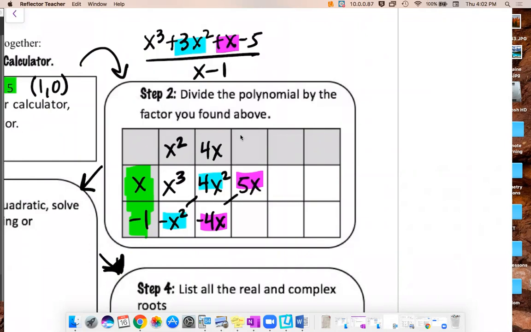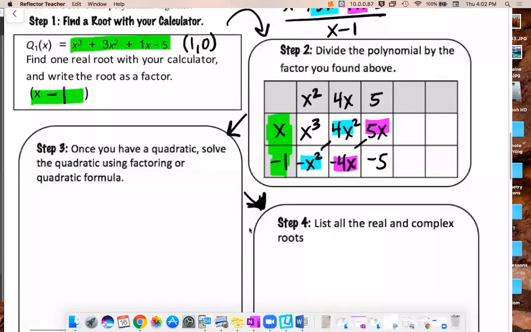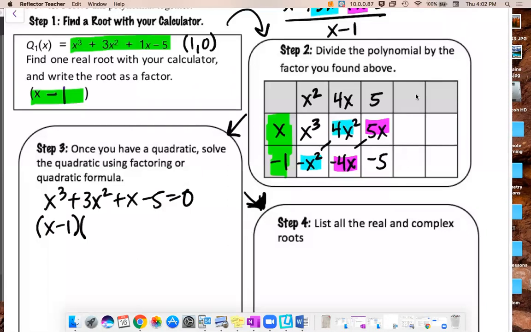And then this box needs to be a 5, and then when I do 5 times negative 1, this is negative 5. Again, this should divide nicely. So this is a negative 5, and this is a negative 5. We're good. So what we did is we took this original function and factored it first to be x minus 1, and then this answer up here. So we're factoring into x minus 1, and then the top, x squared plus 4x plus 5 equals 0. And now we're down to a quadratic, so we stop and we just solve.